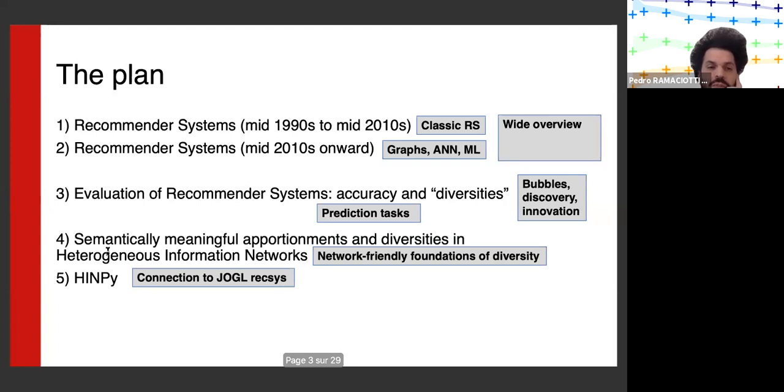And then this fourth part, which is the inspiration for HinPy, is how to exploit a lot of things that exist in here to provide an answer to the question of how to define these diversities and how that connects to HinPy and the Juggle recommender system.